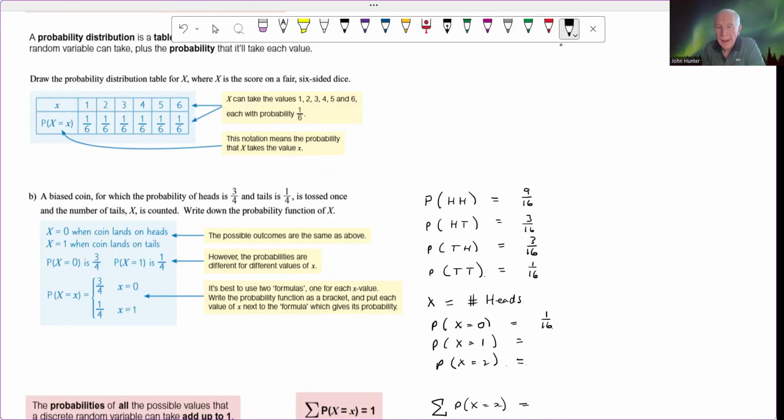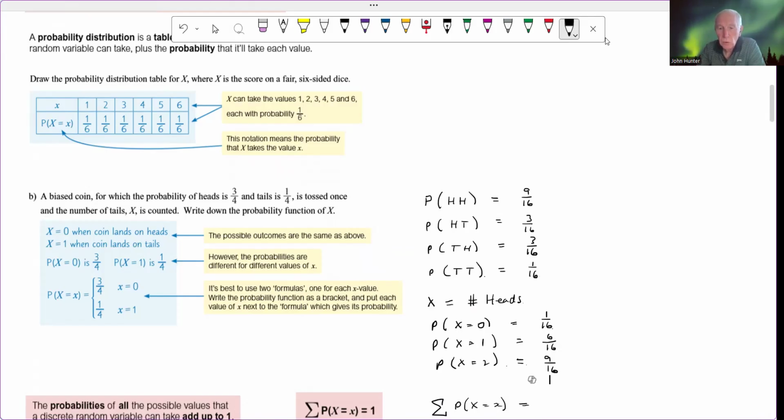Probability of one head, well, we've got that twice in the table, haven't we? So that's going to be 3/16 and 3/16. I'll just write that as 6/16. And then the probability there are two heads is the top one, which is 9/16. Okay. Right, again, we'll look at these: 9, 6, 1, 16. So all that add up to 1.